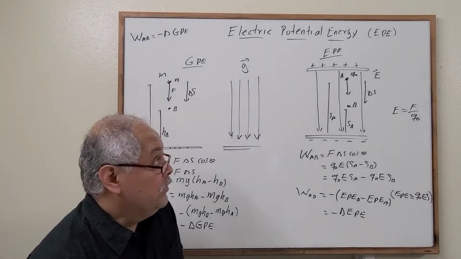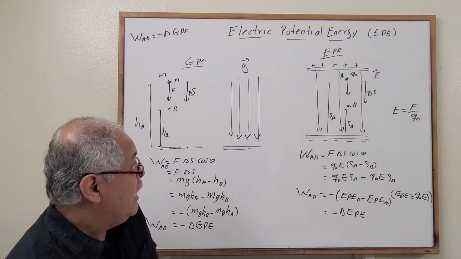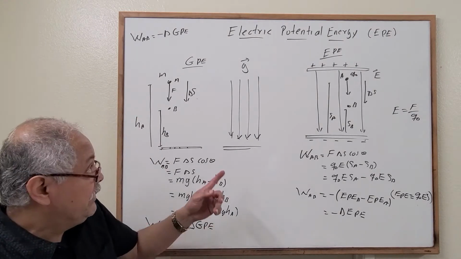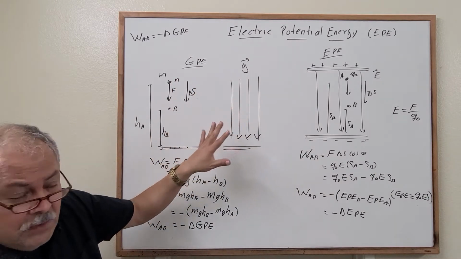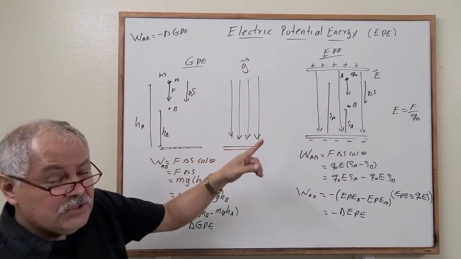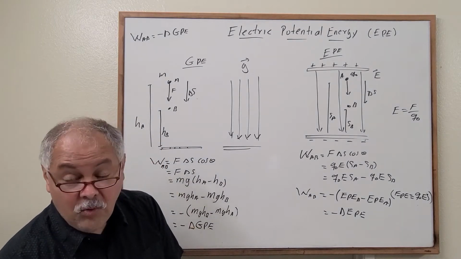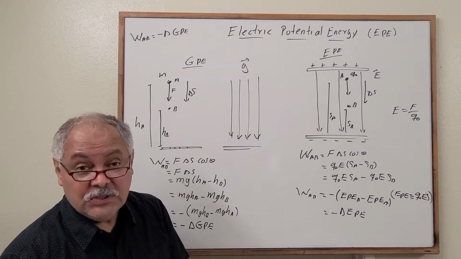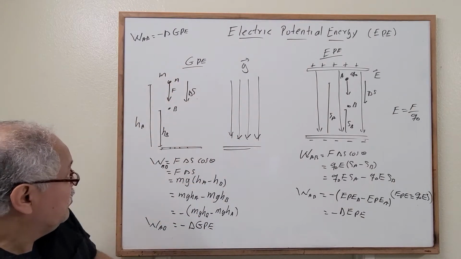Okay, let's go for the next topic. It's going to be the electric potential energy. And to do that, let's compare this electric potential energy to the gravitational potential energy, because we already covered this part, and because they are similar, since they both have a conservative force. Okay, let's start with gravitational potential energy.